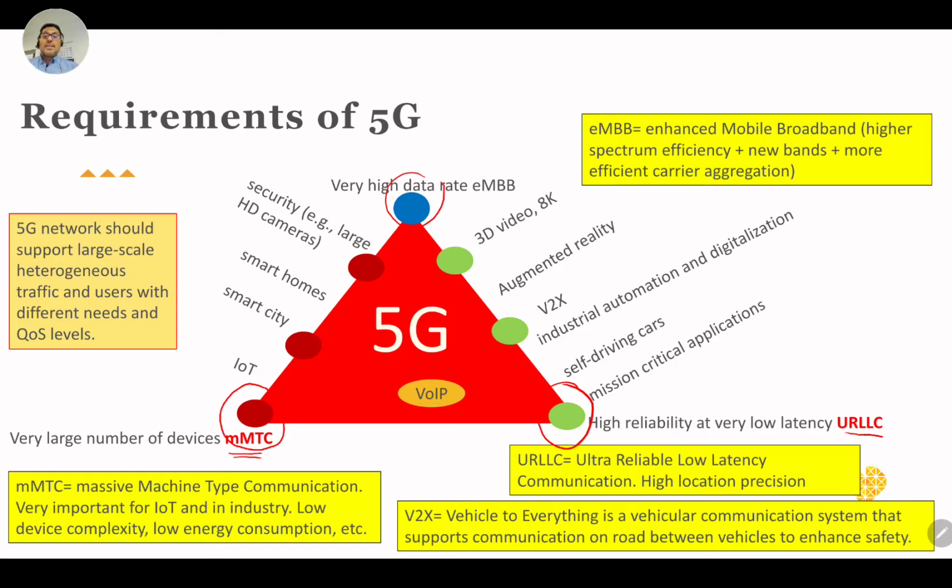And you can see around these three corners, the different applications. Every application depends on the requirement. For example, in IoT, the Internet of Things, usually there is a huge number of devices, and usually they don't need that high data rate. So you can see, as you go up, it means that a higher data rate is needed.